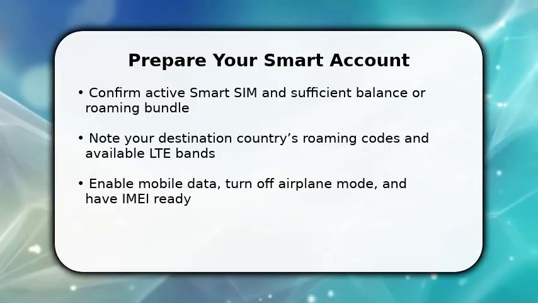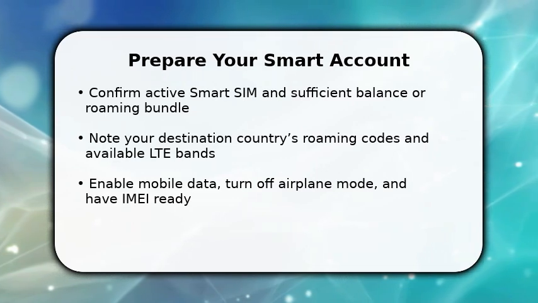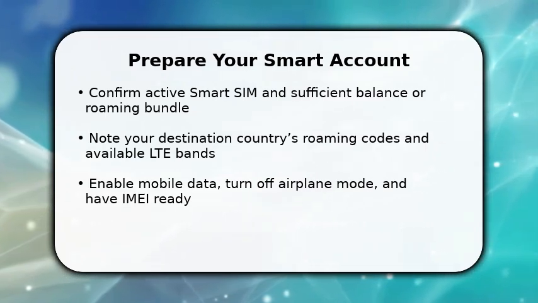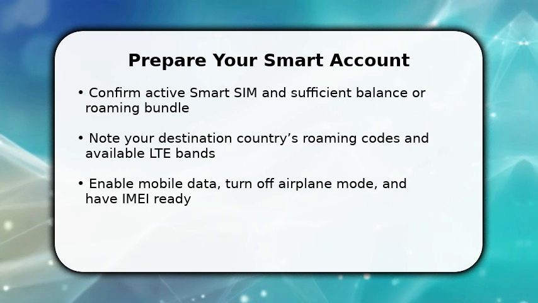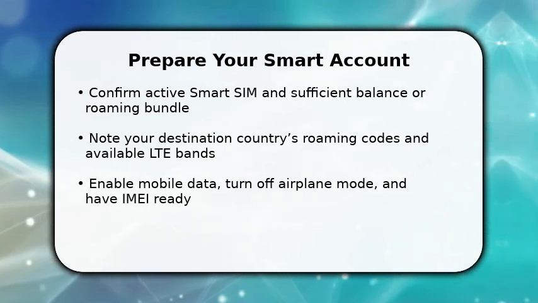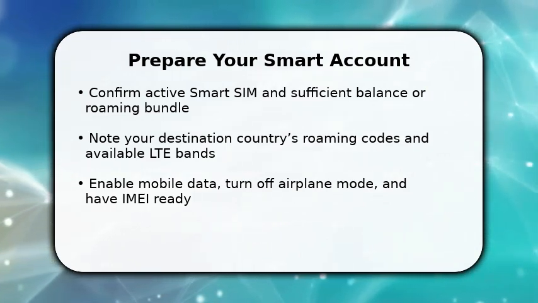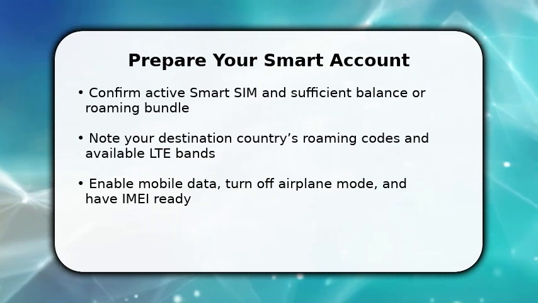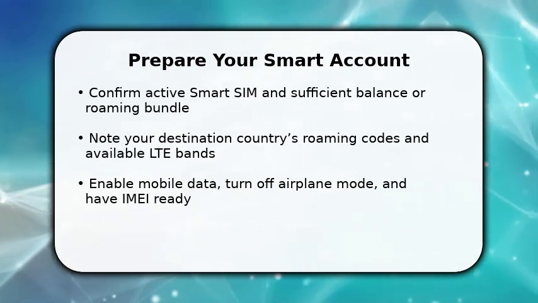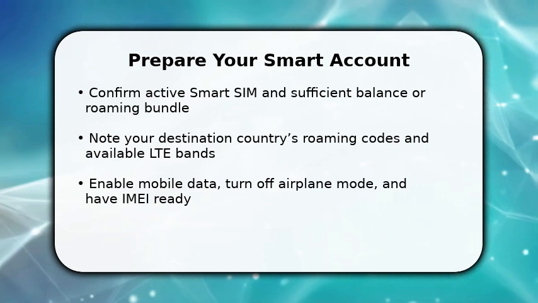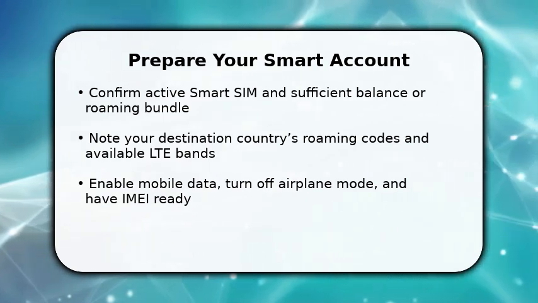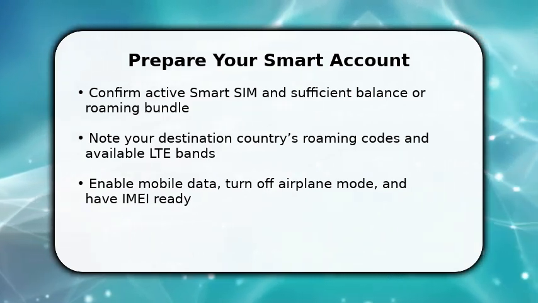You start by verifying your Smart account and balance so roaming charges don't surprise you. Make sure the SIM is active and compatible with the destination's bands. This prevents a no-service scenario. Once done, check available roaming bundles and prices to choose cost-effective data. You should also record your phone's IMEI and plan for alternative connectivity.